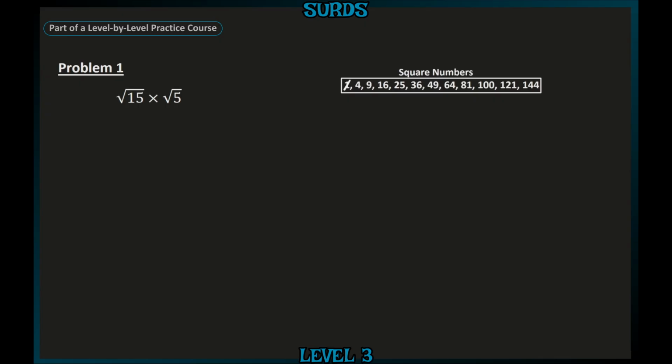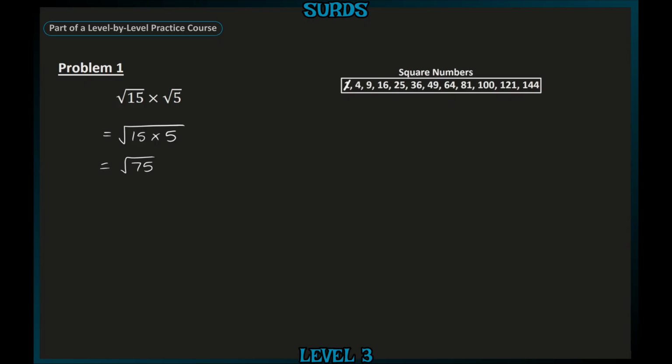And the way that we multiply two surds together is we just multiply the two numbers within those surds together. So this means that the square root of 15 multiplied by the square root of 5 is the same as the square root of 15 times 5. Now 15 times 5 is 75, so this becomes the square root of 75.